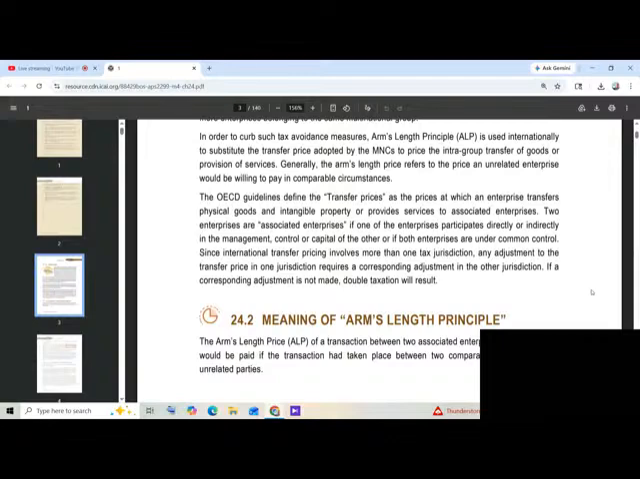The OECD guidelines define transfer prices as the prices at which an enterprise transfers physical goods and intangible property or provides services to associated enterprises. Two enterprises are associated enterprises if one of the enterprises participates directly or indirectly in the management, control, or capital of the other, or if both enterprises are under common control. Since international transfer pricing involves more than one jurisdiction, any adjustment to the transfer price in one jurisdiction requires a corresponding adjustment in the other jurisdiction. If a corresponding adjustment is not made, double taxation will result.